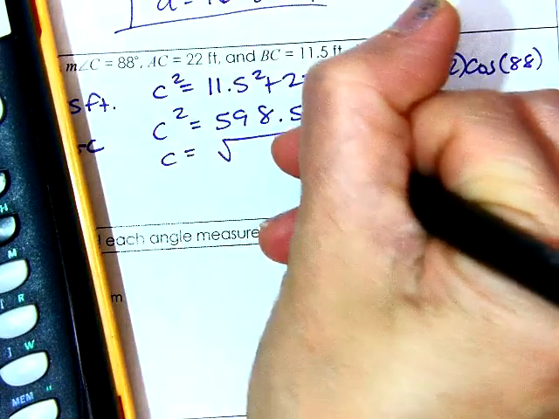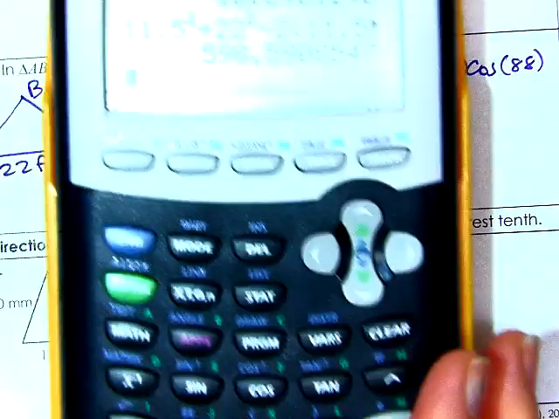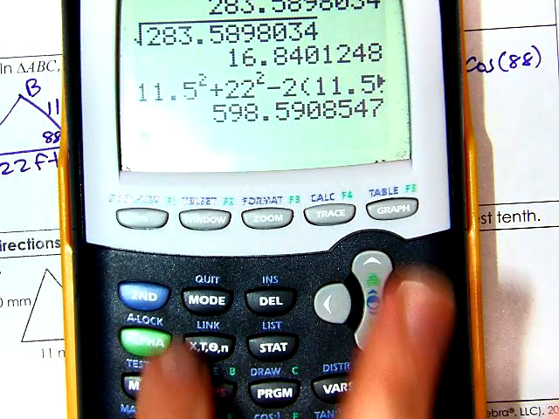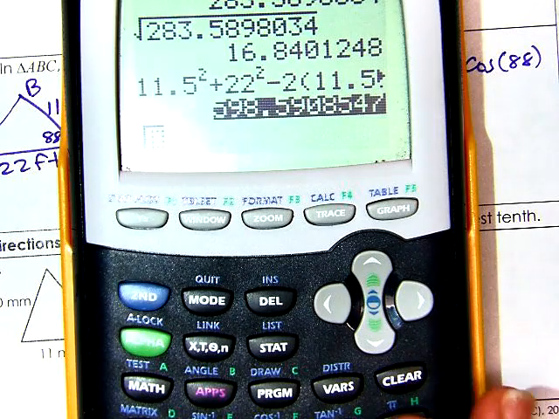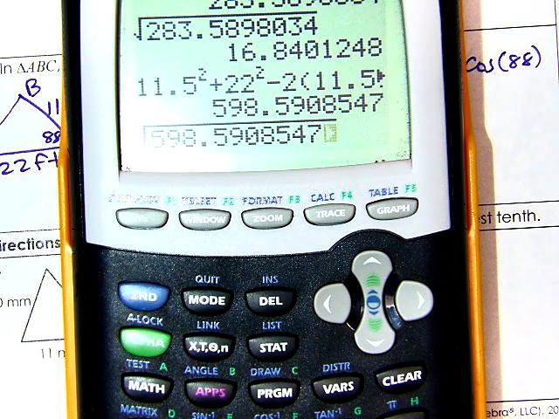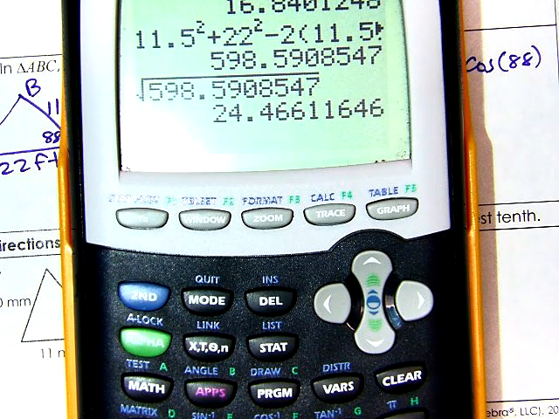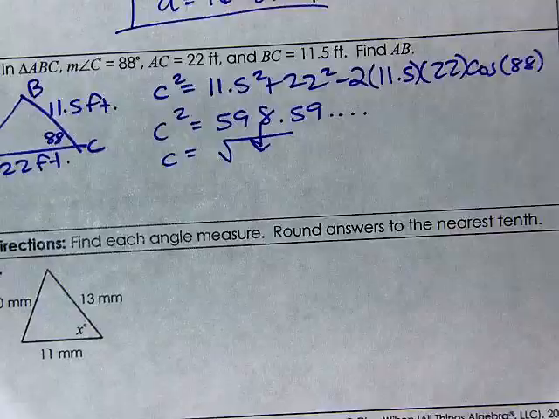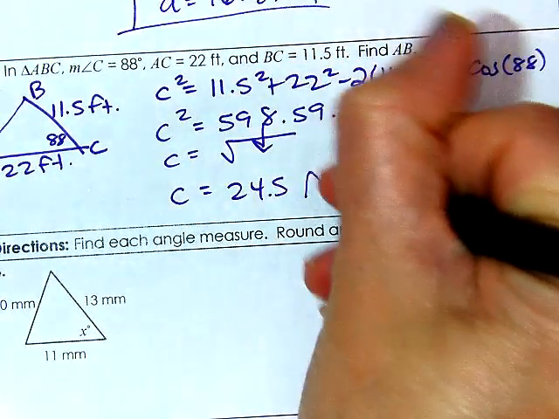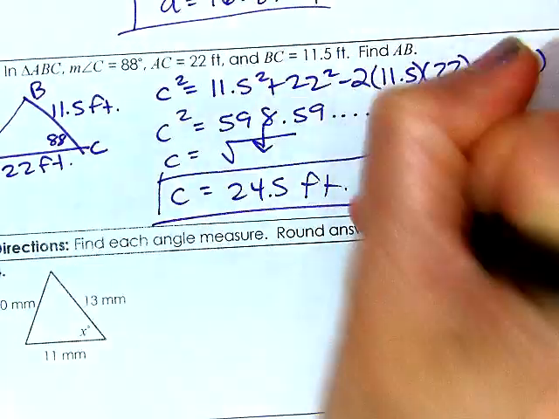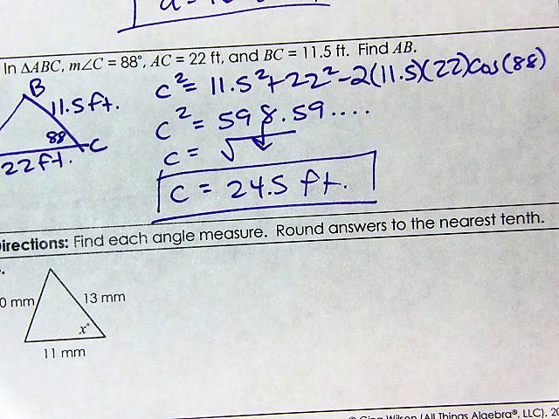And to find C, I take the square root. So again, back to the calculator. Second square root. Highlight my answer. Enter and enter again. And I get that in this case, my C is about 24.5 feet. So C equals 24.5 feet.